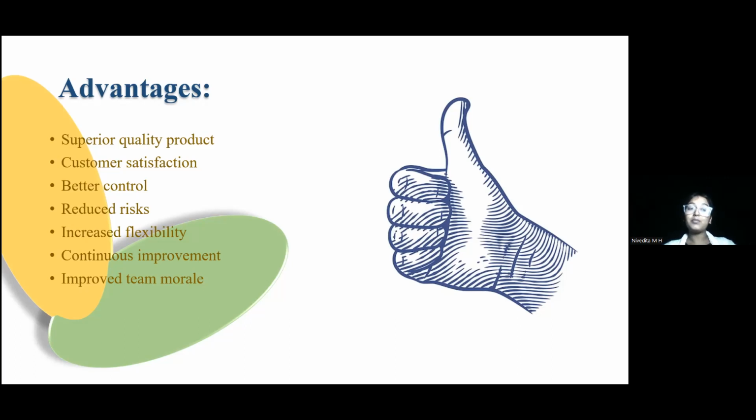So the manager will have better control on everything, like the team leads, the development process, and everything, because the customer is giving the feedback again and again. So he has better control on everything. So it reduces risk, because it is tested again and again. If it is tested again and again, then we know that all the bugs have been removed, so it will reduce the risk.